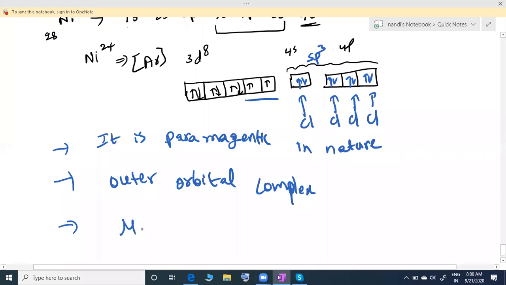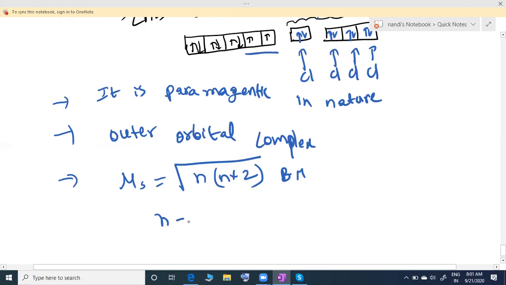Magnetic moment mu equals root of n into n plus 2. I hope you know this formula, we have it in 11th standard. The unit is BM, Bohr magneton. Please note this down: n equals the number of unpaired electrons.